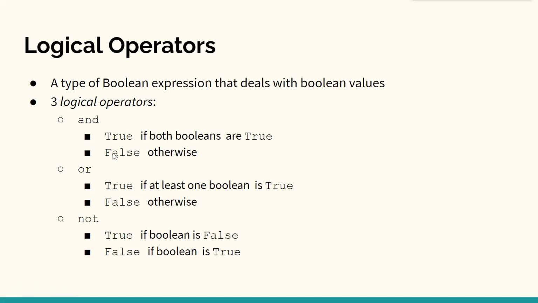Otherwise, we get false. And for or, if at least one Boolean is true, let's say we have a true here, and on this side we have a false or true, it doesn't matter. The output will be true. Otherwise, the whole expression will produce output false. Not only returns the opposite value of a Boolean value. For example, if we have a false, then we get true as our output. And we will see more examples in the next slides.